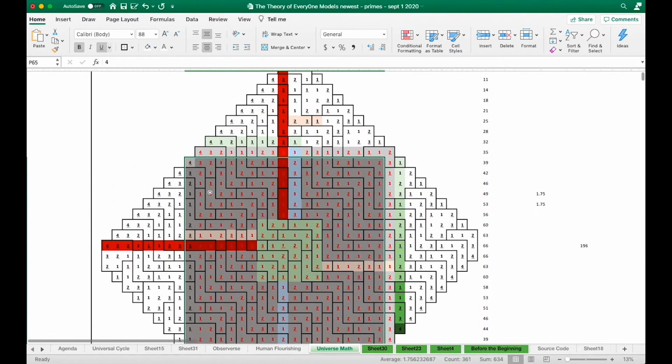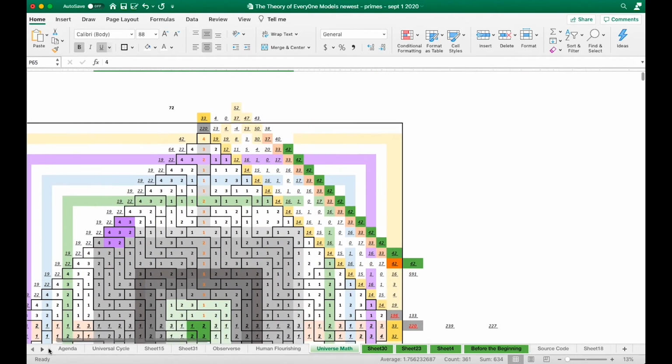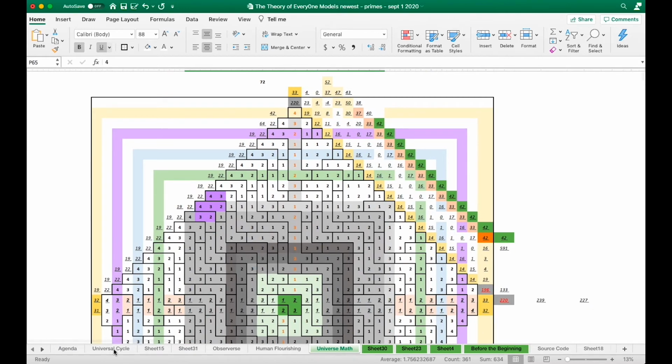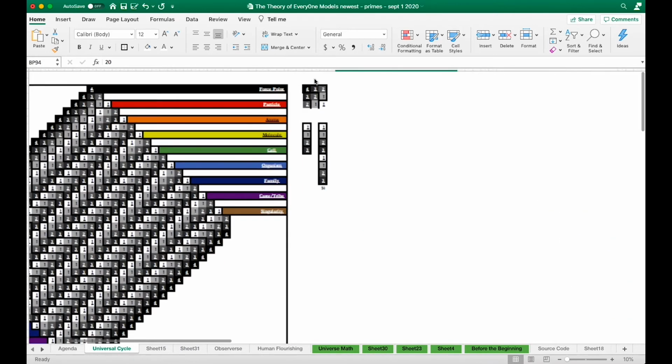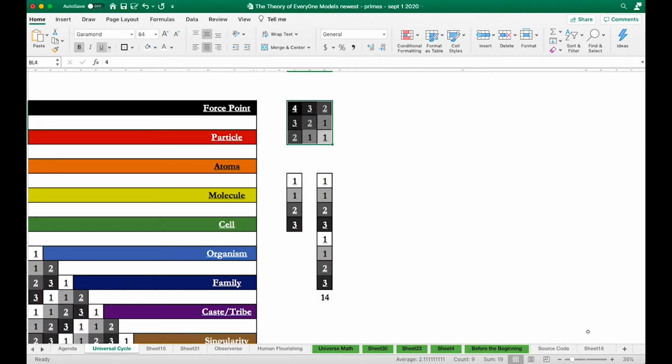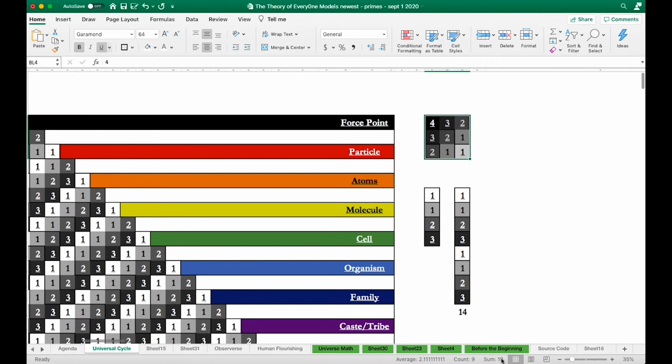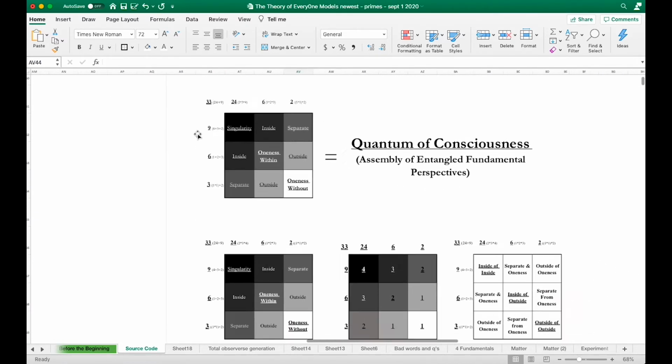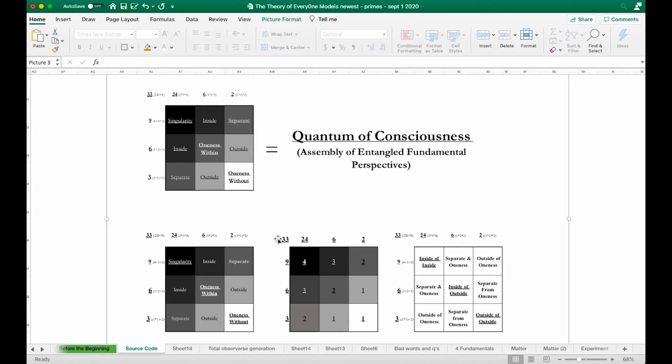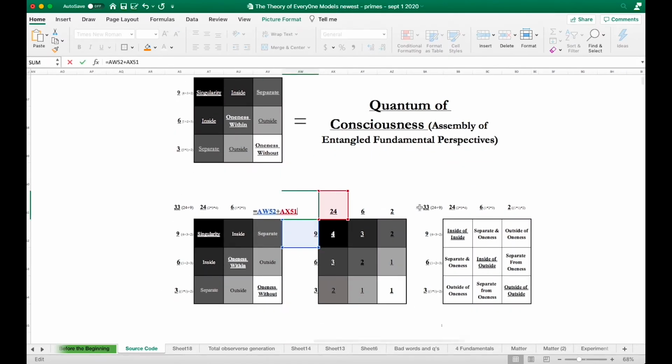And this is another symmetry that matches with where it came from, which is from the quantum of consciousness. Because when you look at the quantum of consciousness and you highlight all here, and you look right here at the sum, the count is 9, the average is 2.111 repeating, and this sum, though, is 19. When you really look at what this structure sums to, here's the calculating one, it sums to 33.